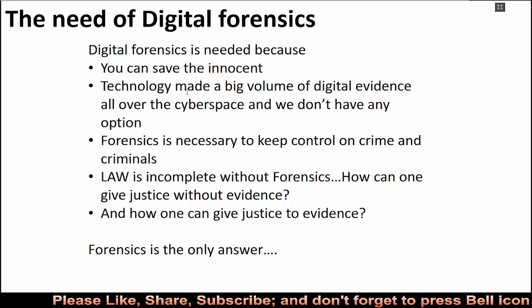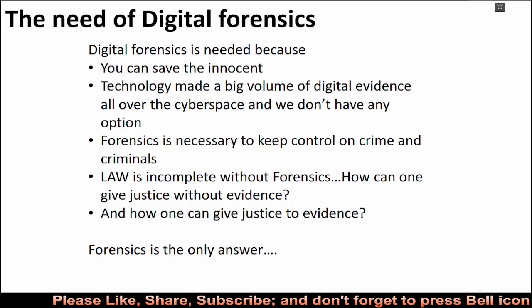It is not needed just to catch the culprits, but it is really needed to save the innocent. Even if you lose 100 culprits or 100 offenders, it is very important to save one innocent life, and that's why digital forensics is needed. And being engineers, we must go into policing. We must become cyber cell experts, cyber experts, and so on.